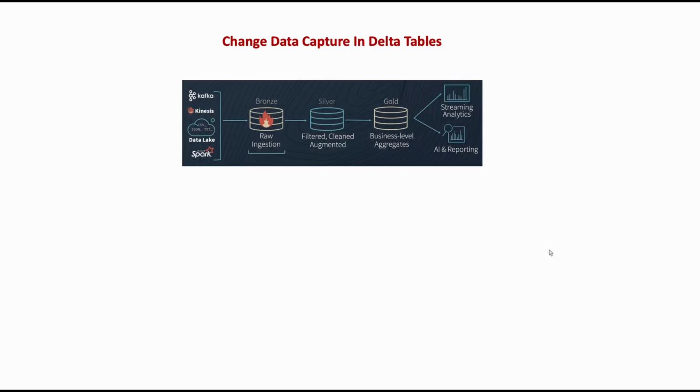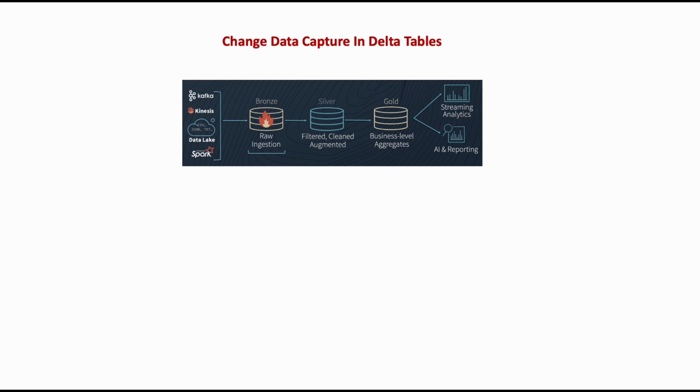Normally, in relational databases, we can enable change data capture on particular tables, and we can do a similar thing in delta tables as well. Here I will use the multi-hop architecture. According to the multi-hop architecture, we store the raw data in the bronze layer, clean data in the silver layer, and aggregated data in the gold layer.